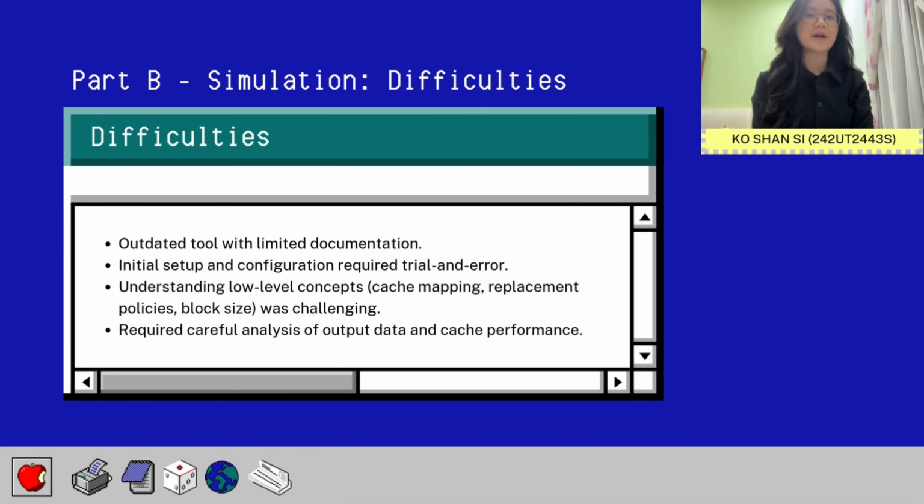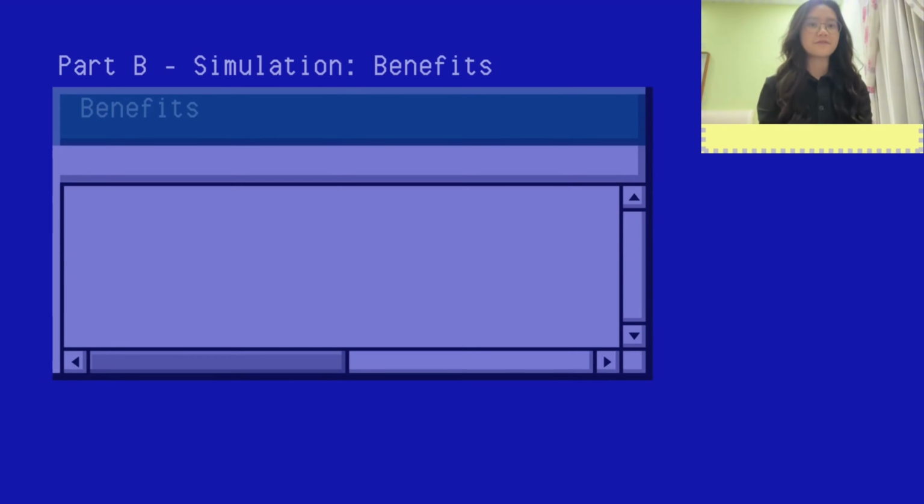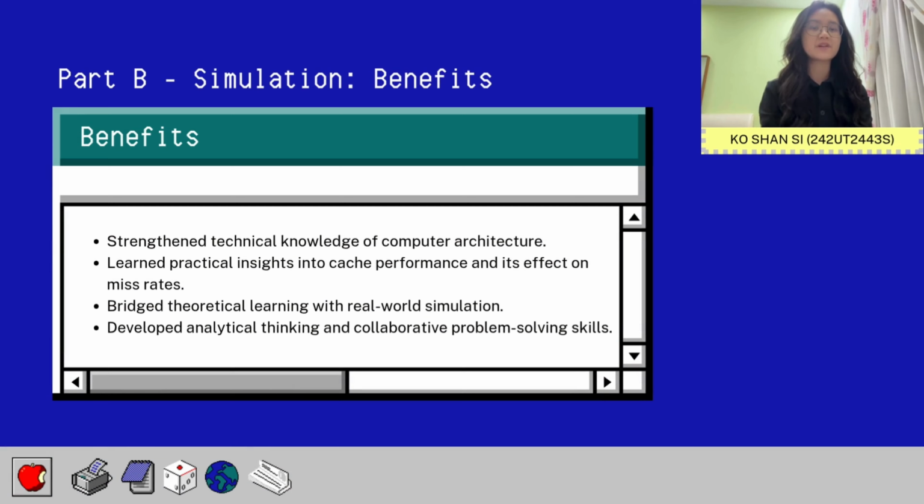This tool was quite old and had very limited instructions, so the setup was difficult. Then we had to try many times to get it running properly. Also, some of us were not familiar with low-level hardware concepts like cache mapping or block size, so interpreting the result was a challenge.